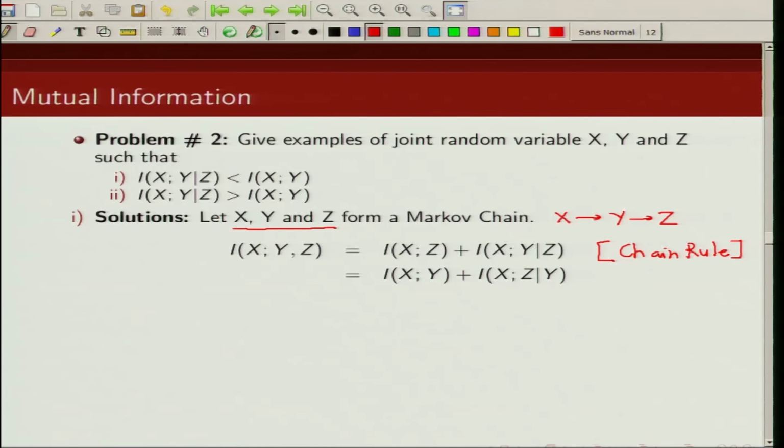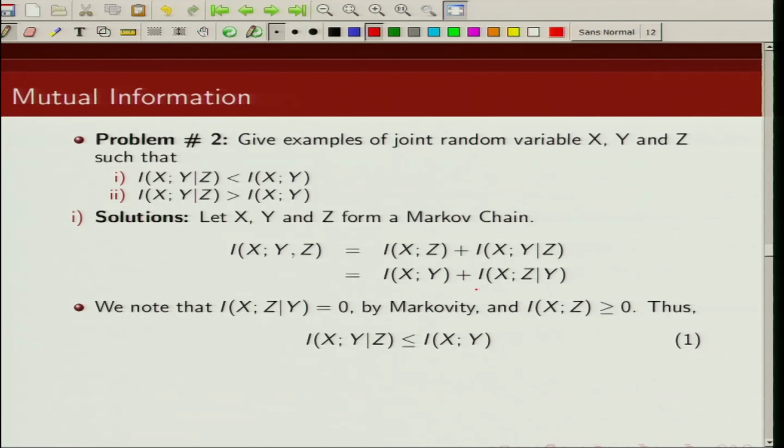So using the chain rule for mutual information, I can write this as mutual information between x and z plus mutual information between x and y given z. Now I can apply the chain rule in another fashion. If I apply the chain rule again, I can write the same thing as mutual information between x and y plus mutual information between x and z given y. Now what is this quantity, mutual information between x and z given y?